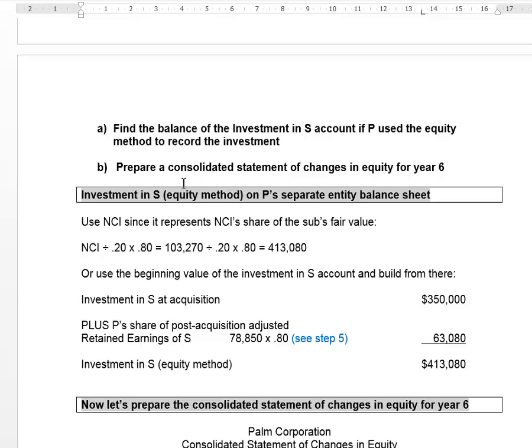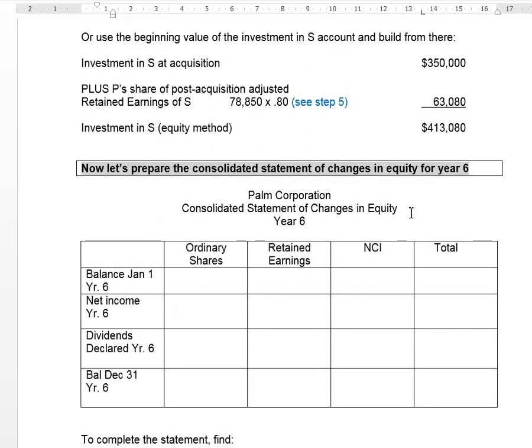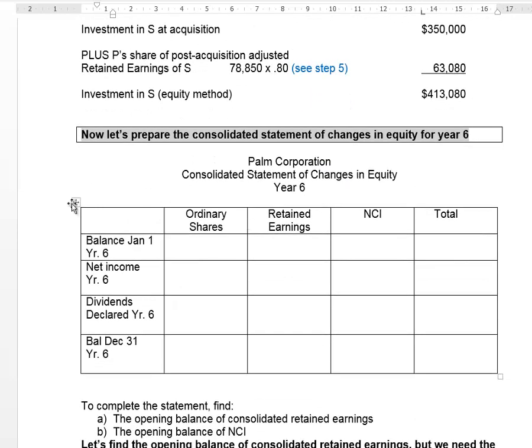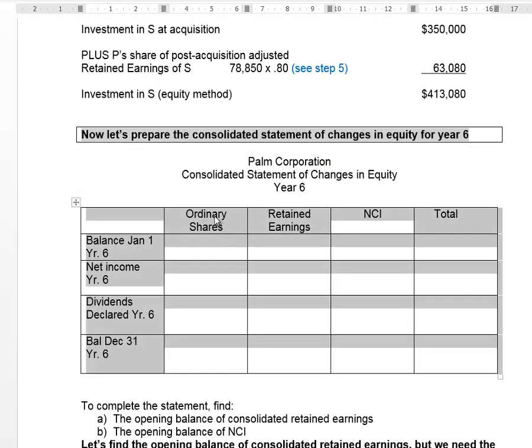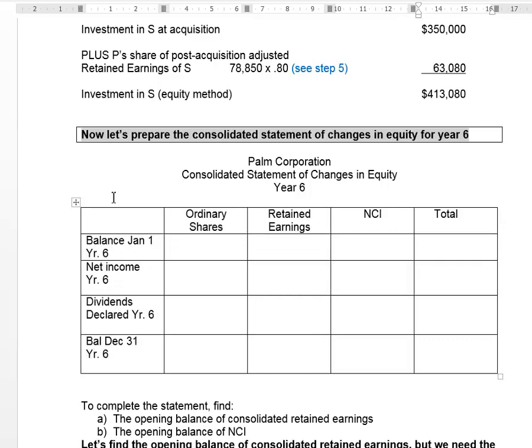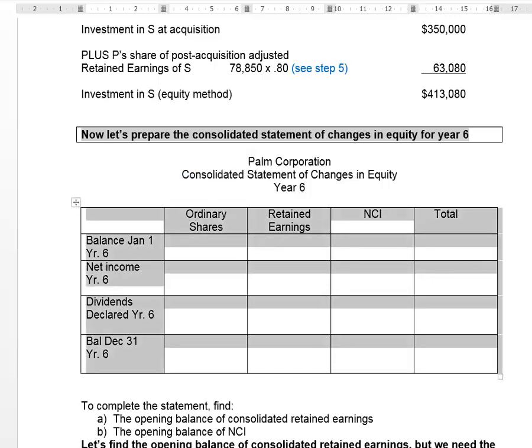Now, the second part we asked you to do is to prepare a consolidated statement of changes in equity for year 6. So we reviewed in class the format of that statement right here. We would start with the ordinary or common shares, retained earnings, and NCI. Notice these are all accounts that are included in the equity section of P's balance sheet. And then we're going to get a total. Normally we would do the statement of changes in equity before we do the consolidated balance sheet. You learned that in your prerequisite course. But in this case, we're doing it afterwards.